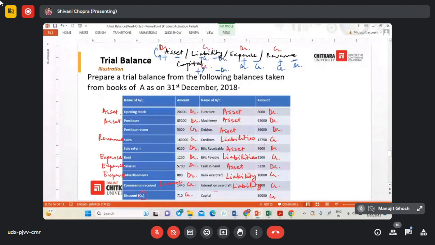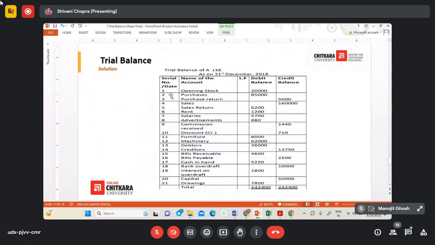If you understand this simple thing, then preparing a trial balance on the basis of balance account, and if balances are not given, is an easy thing. Now let's have a look at this. Are we correct on this? Yes, I think we have done a fair job, and that's the solution to this trial balance. Are we together on this? Is it okay?